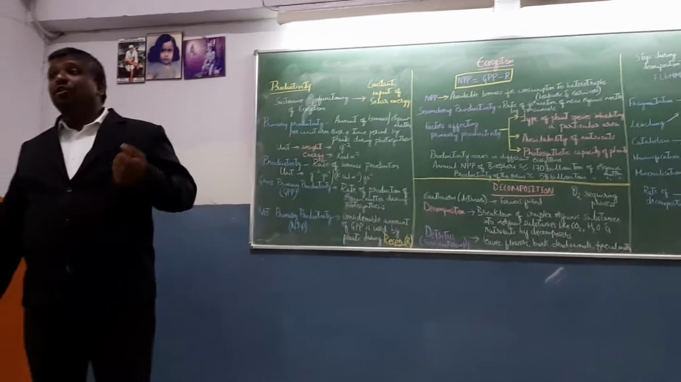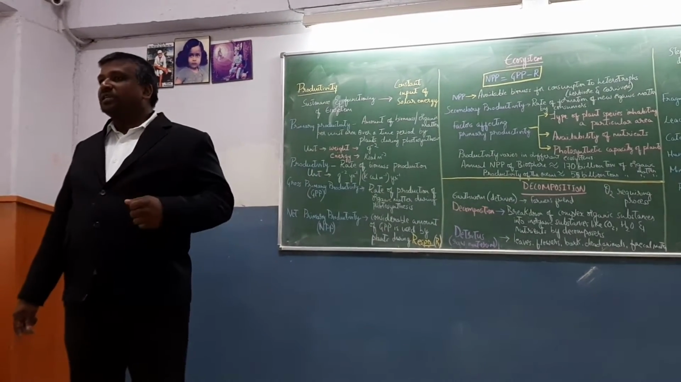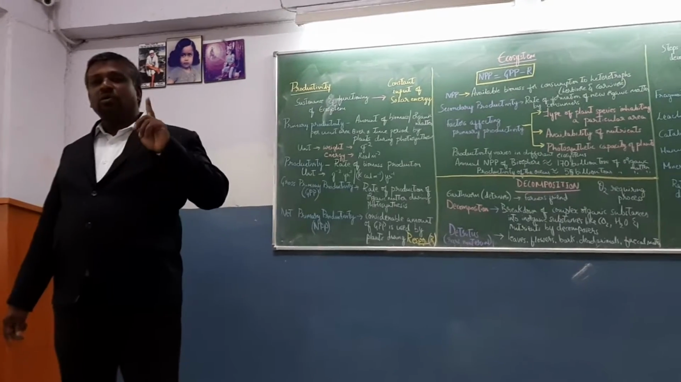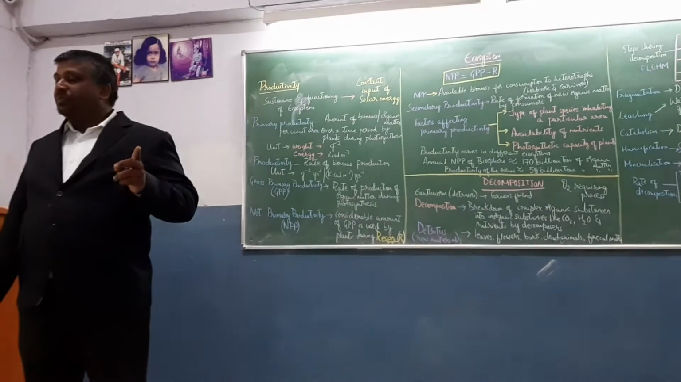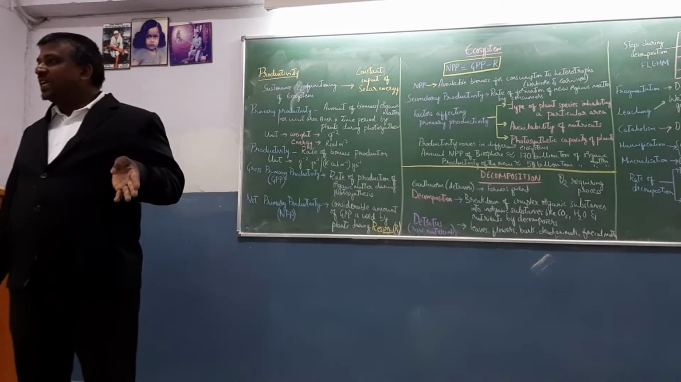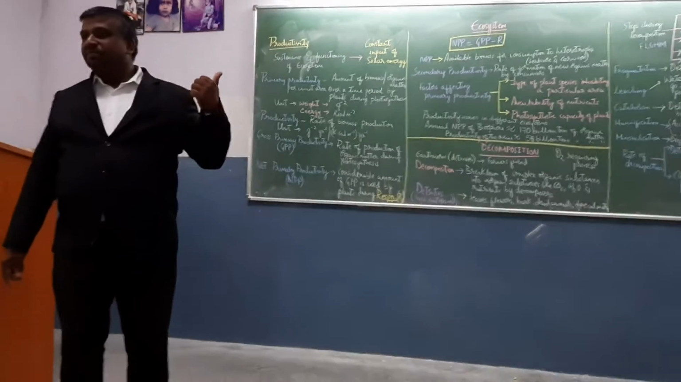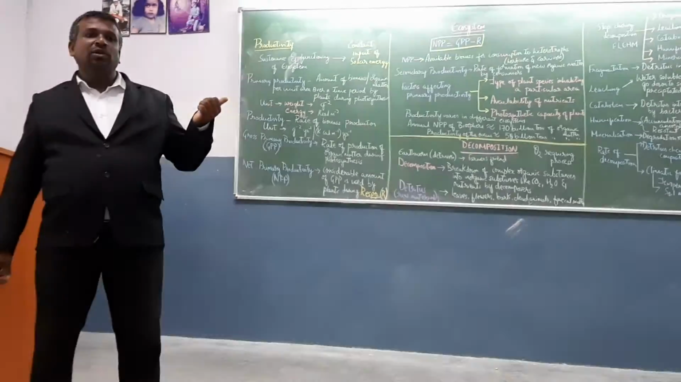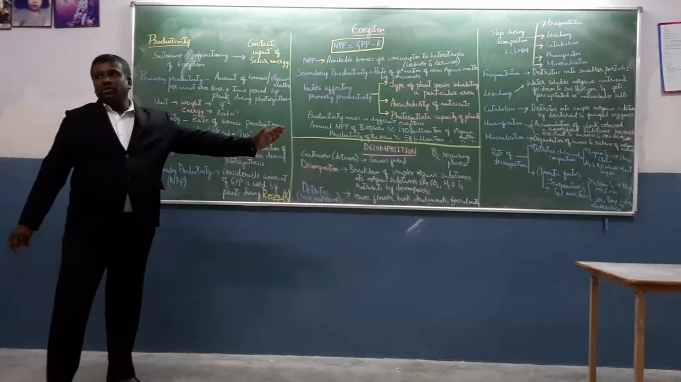Then we discussed the components of an ecosystem: productivity, decomposition, nutrient cycling, energy flow, all that we discussed. But in this present class we will be discussing only two parts of it, that is productivity and decomposition.